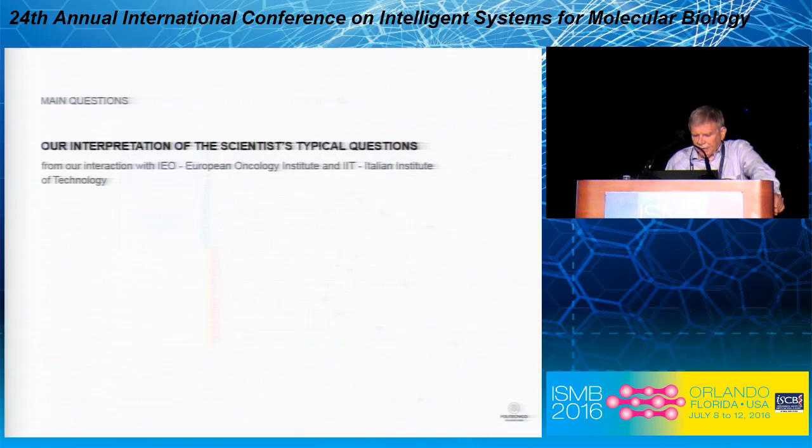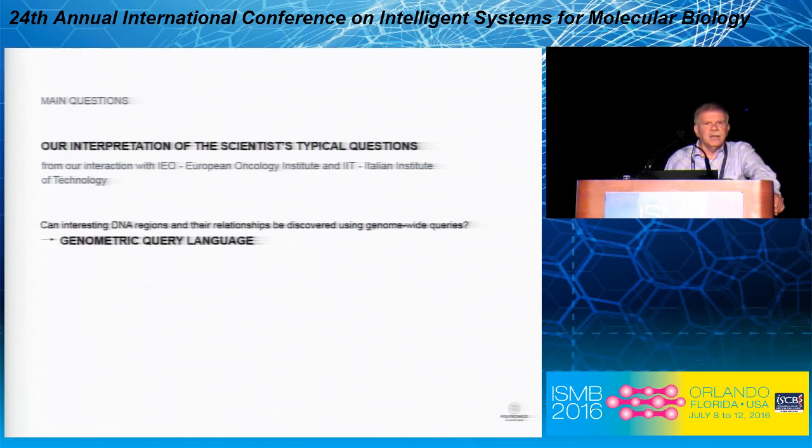As I said, this is the background, and by interacting a lot with the biologists of the European Institute of Oncology, we came to understand that their main questions were the following. The first one is, can we characterize which are the interesting regions to be discovered with a genome-wide query? And this we did essentially by inventing what we call GMQL. It's a new language for querying the genome, which is essentially the main contribution of this talk.